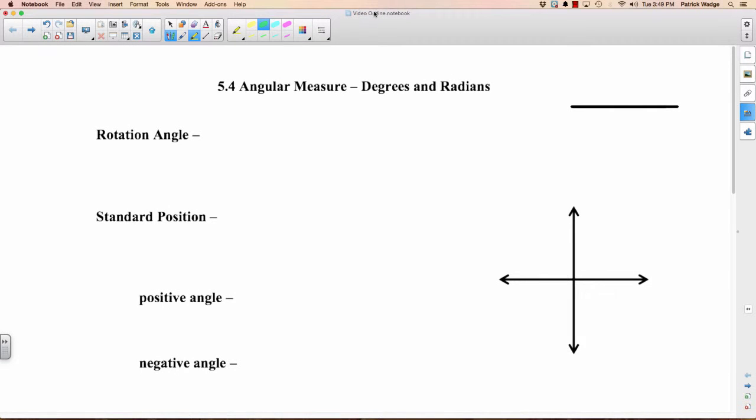Okay, we've now finished with polynomial functions and we're going to move on to sinusoidal functions. But before we do that, we need to discuss different ways of measuring angles. So this section is called Angular Measure, Degrees and Radians. It's section 5.4. We're actually going to do it over 2 days.